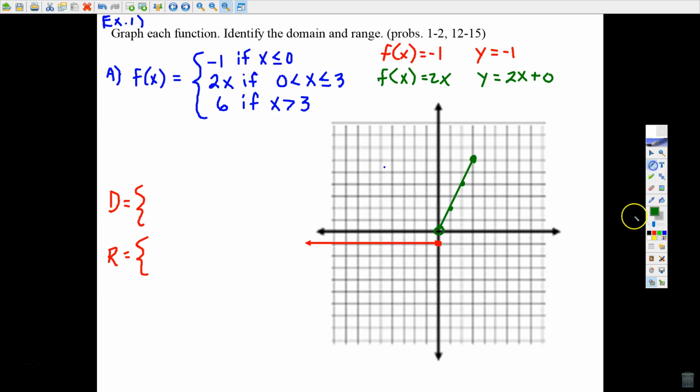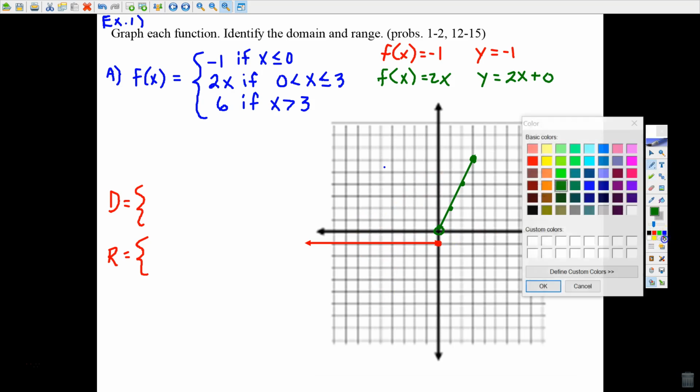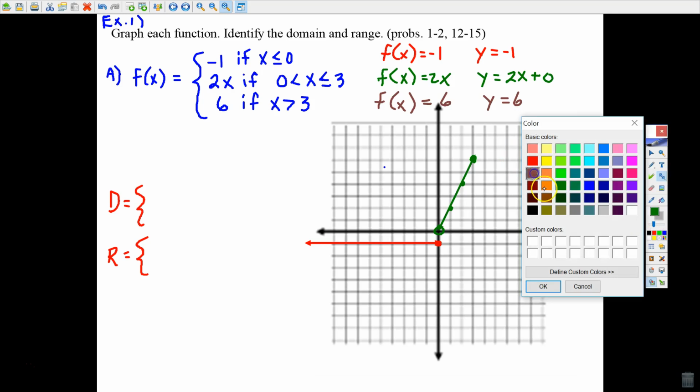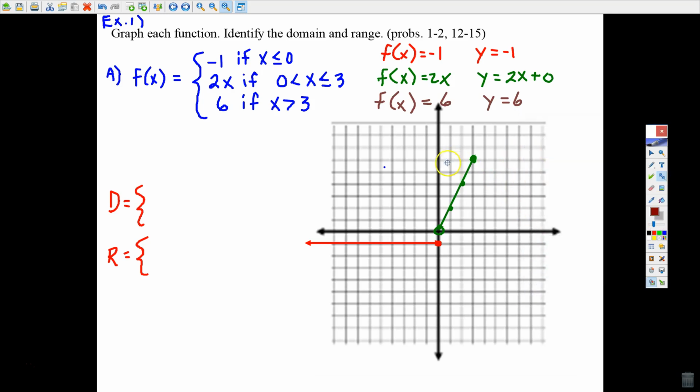Okay, and we got one more. And we'll just go ahead and do this one in a different color. I'll choose this. If we pulled that out, it would say f of x equals 6 or y equals 6, whatever you prefer. Well, the line y equals 6 is again horizontal, crossing over the y-axis at 6. So I'm going to start off with that entire line. All right, but again, the domain is being restricted.